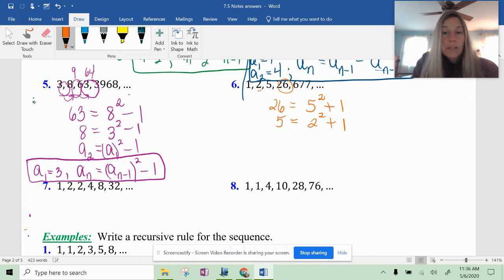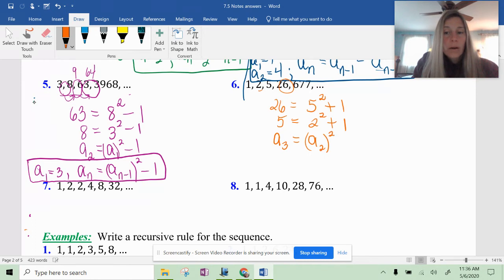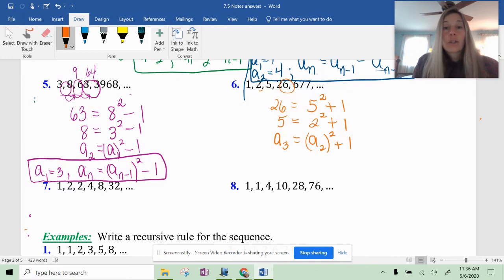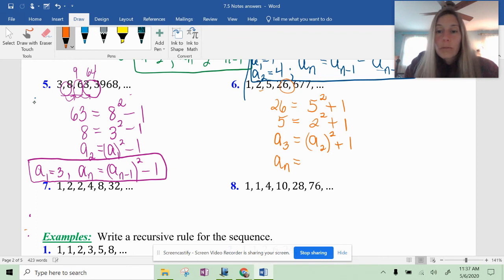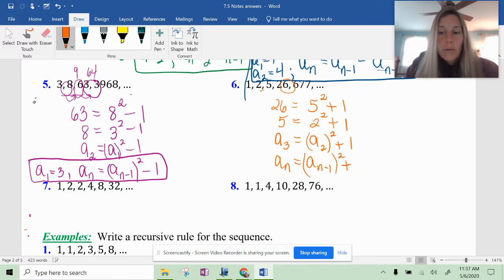So 5 is the third term, so a sub 3. 2 is the second term, so a sub 2, and that's going to get squared plus 1. Once you have it written in terms, then you can replace whichever one you put here. Doesn't matter what one it was, whether it was a sub 2, 3, 4, whatever, you're making that an n. And if this was a 4, this would have been a 3. So either way you set it up, this number should be 1 less than that. So that will be written as n minus 1, which will get squared, and then you'll add your 1.